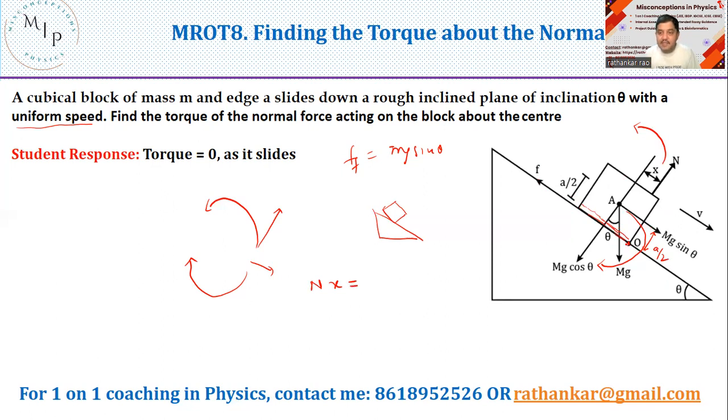Why have I taken this? Because this is my start. This is my reference point. So this should be equal to mg into sin theta into a by 2. So this should be mga sin theta divided by 2. This should be your answer for the torque produced by the normal force. I hope you have understood this concept.